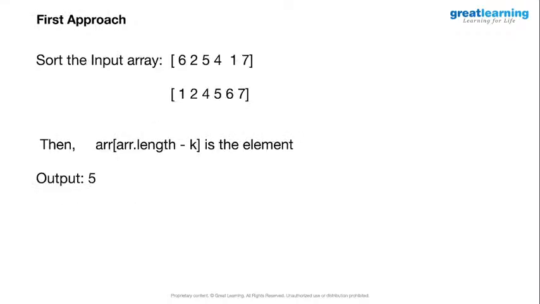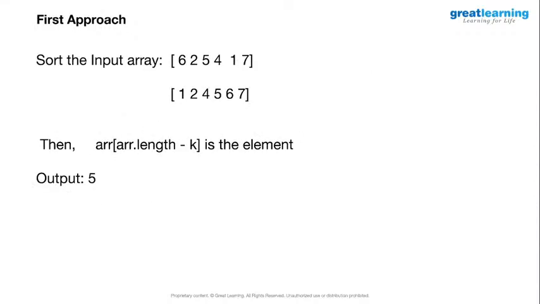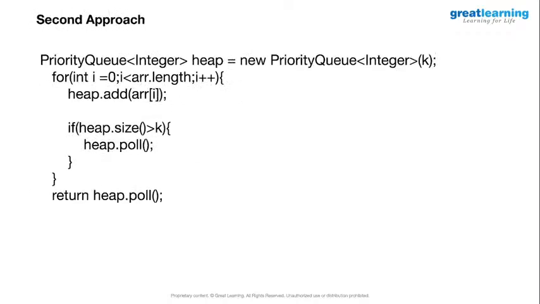After 6 comes 2. Again it will be inserted. Now comes 3, and now comes 5. The 5 will be inserted. Now the heap size is 3, and it is not greater than k, but equal to it. So I will remove an element. What is the element that will be removed? We will see. Once I remove this element from the heap, there will be only 2 elements, because at most I will keep 3 elements in the heap.